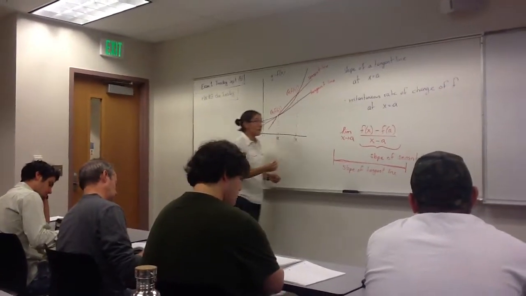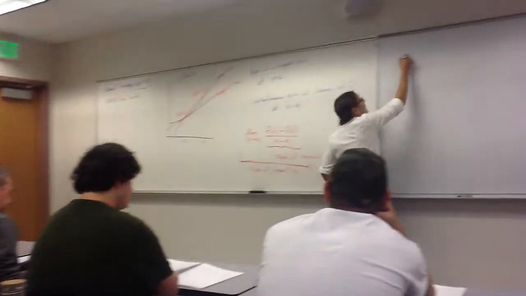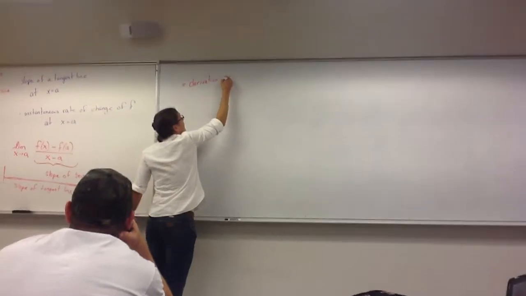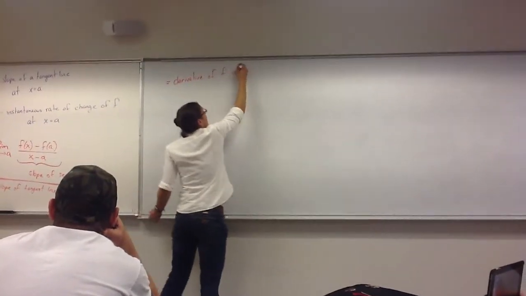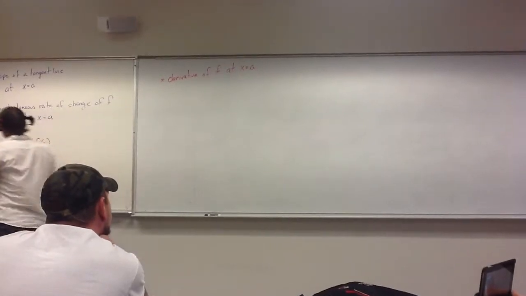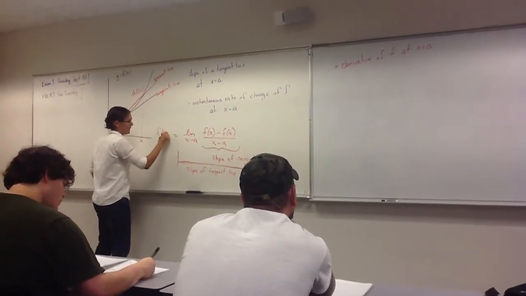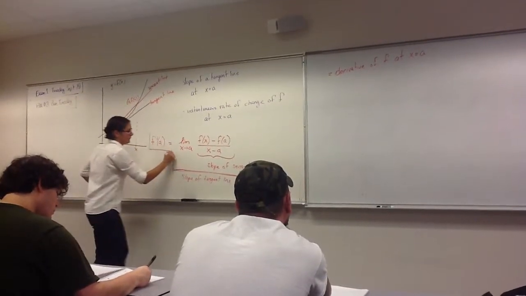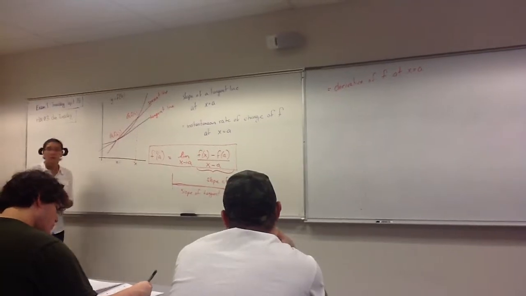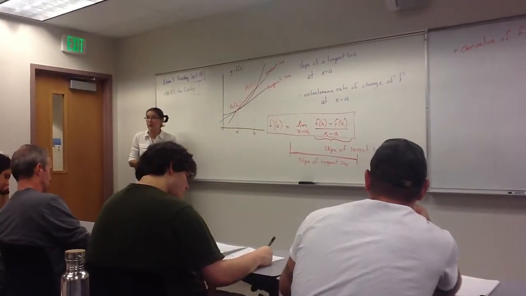And so our definition is that this is called our derivative. This is our derivative of f at x is equal to a. The symbols that we use to write this down is we say that this is f prime of a. And this is our limit definition of a derivative at a point.